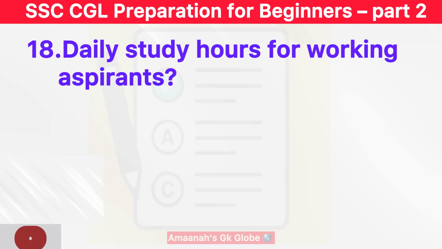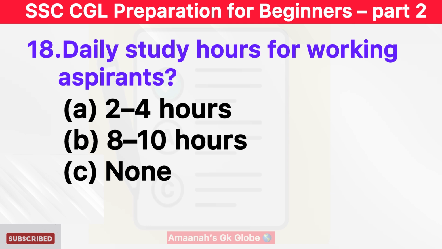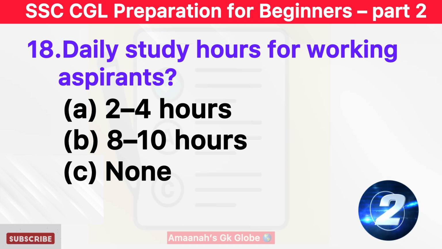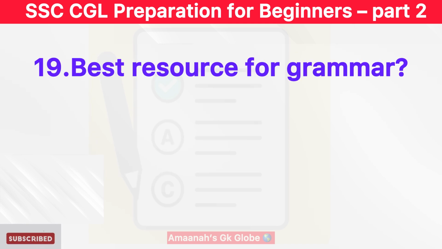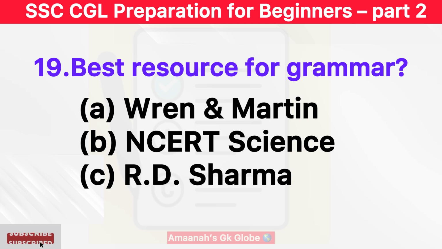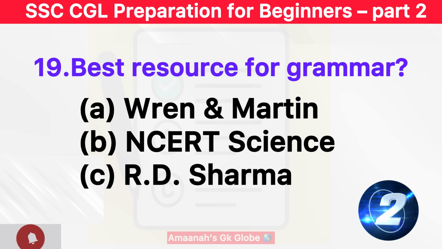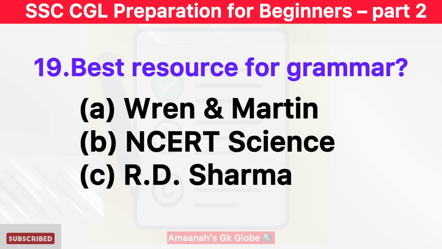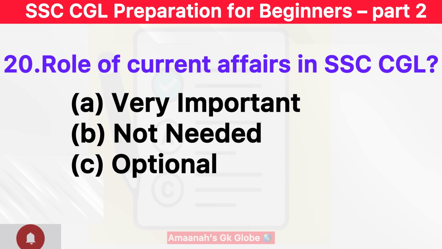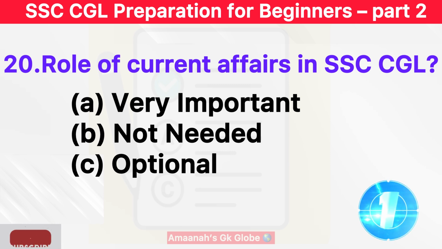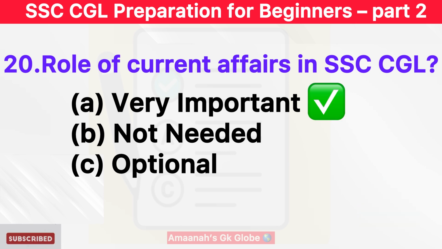Next question is, daily study hours for working aspirants. Option A, 2 to 4 hours. Next question is, best resource for grammar. Option A, Wren and Martin. Question number 20. Role of current affairs in SSC CGL. Option A, very important.